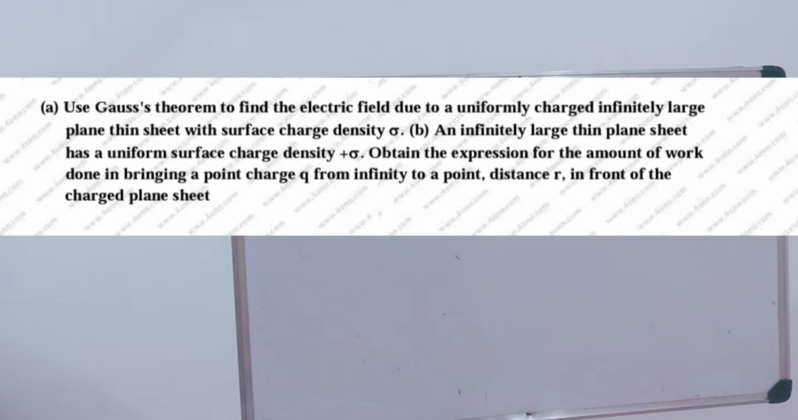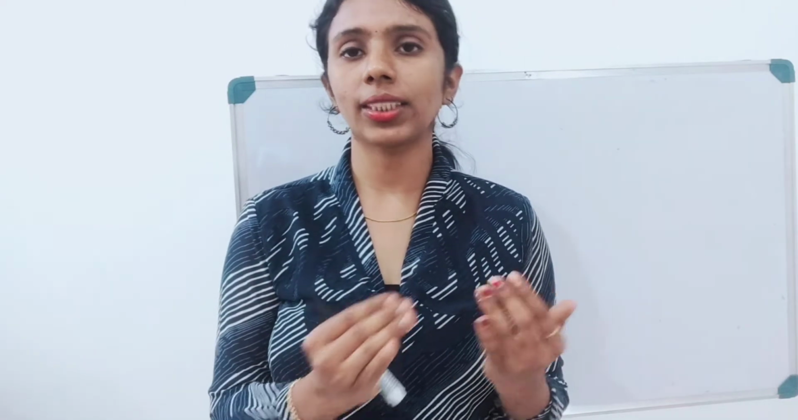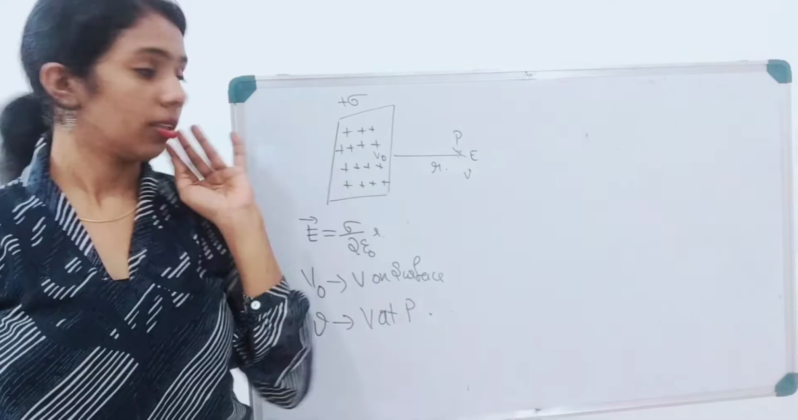Distance r in front of the charged plane sheet. Here, the first part is to find the electric field due to an infinitely charged plane sheet of surface charge density plus sigma, where we already did a detailed video. Check it in the description box. And now for the second part, you have to find the expression for work done in order to bring a charge from infinity to a point which is r distance from the thin sheet.